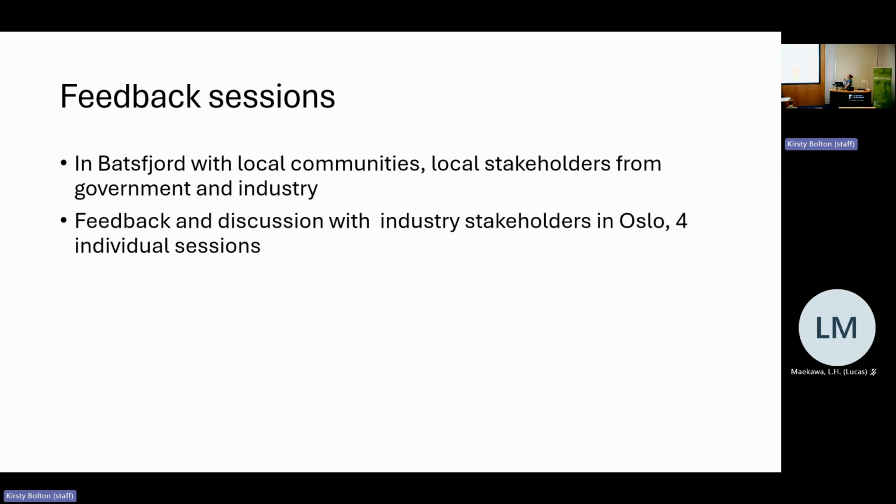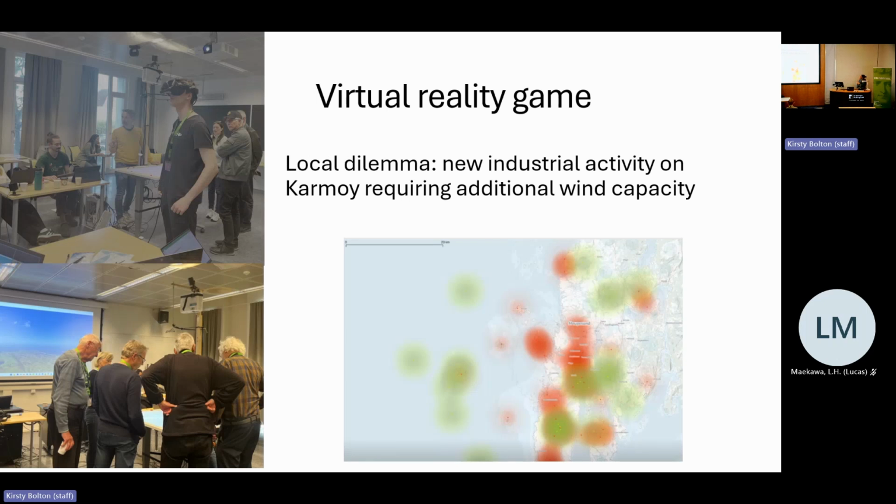Yeah, so I'm just finishing here now with the EU project. We were also running local workshops. So we had here, this is the west coast of Norway, Haugesund. We were running these 3D visualization games where people could actually see how it would look like if they placed wind turbines in their local areas. And then based on that, they were identifying on a map no-go and go areas for wind energy deployment.